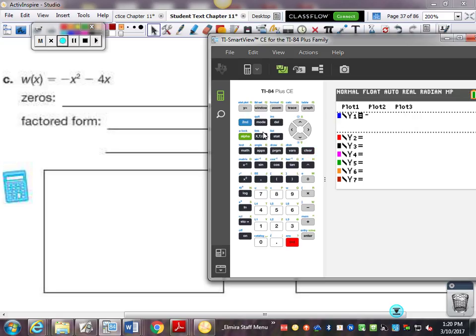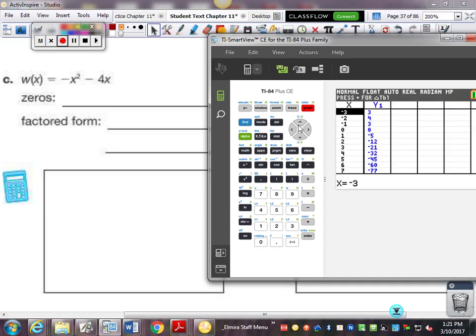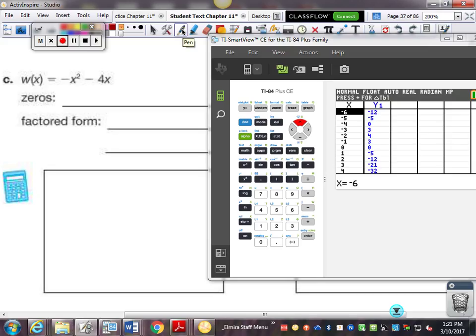C, we have -x squared minus 4x, so we've got zeros at -4, 0 and 0, 0. Okay, so factored form, f of x equals, now that negative sign out in front we carry down.